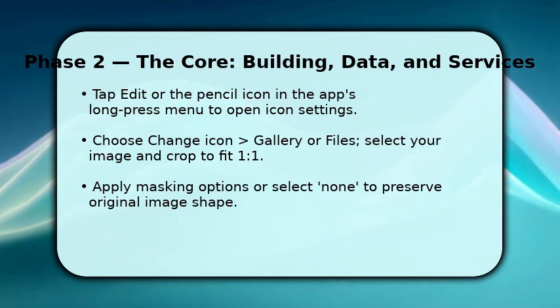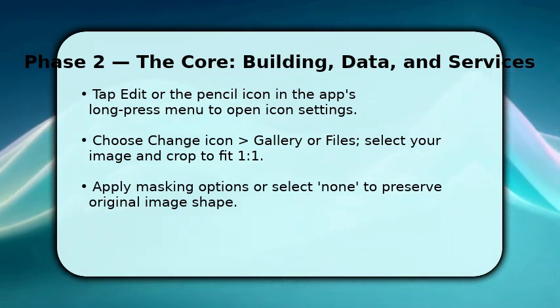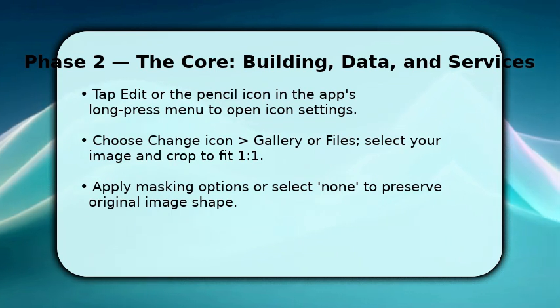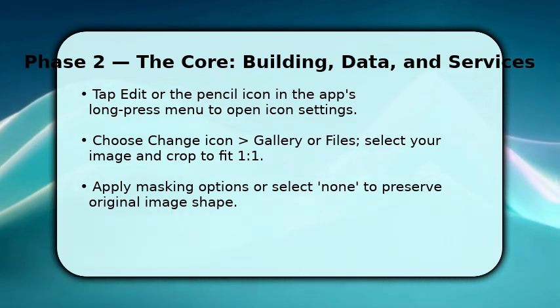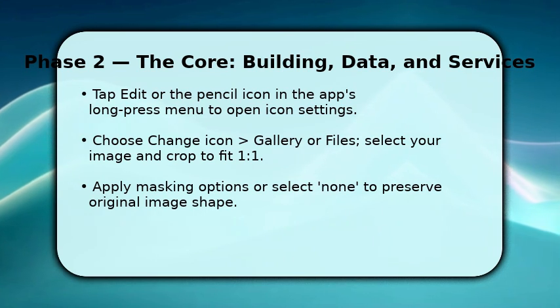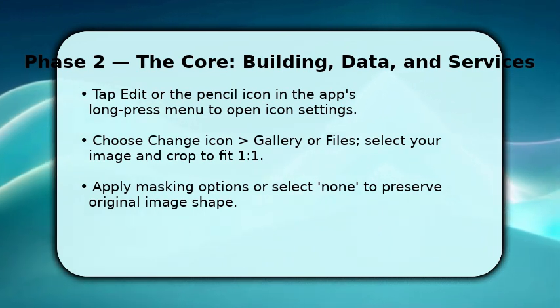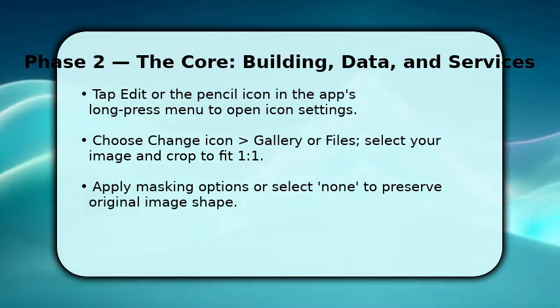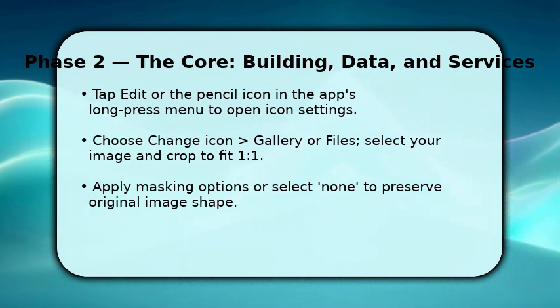When you select your image, crop it to a square, 1:1 aspect, so the launcher won't stretch it. Make sure to check masking or shape options and pick none if you want the original shape preserved. This ensures consistent appearance across home screens and avoids odd padding or distortion.